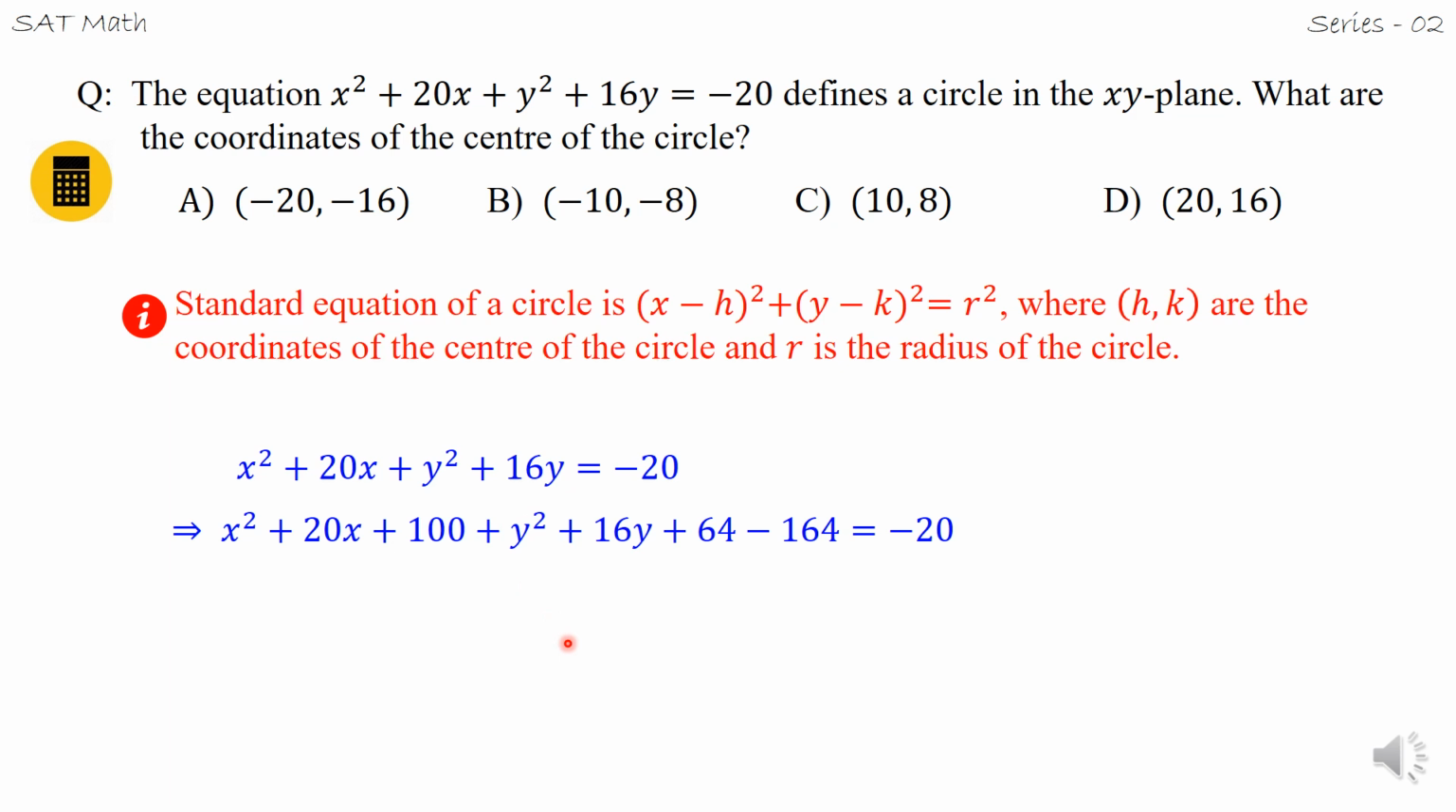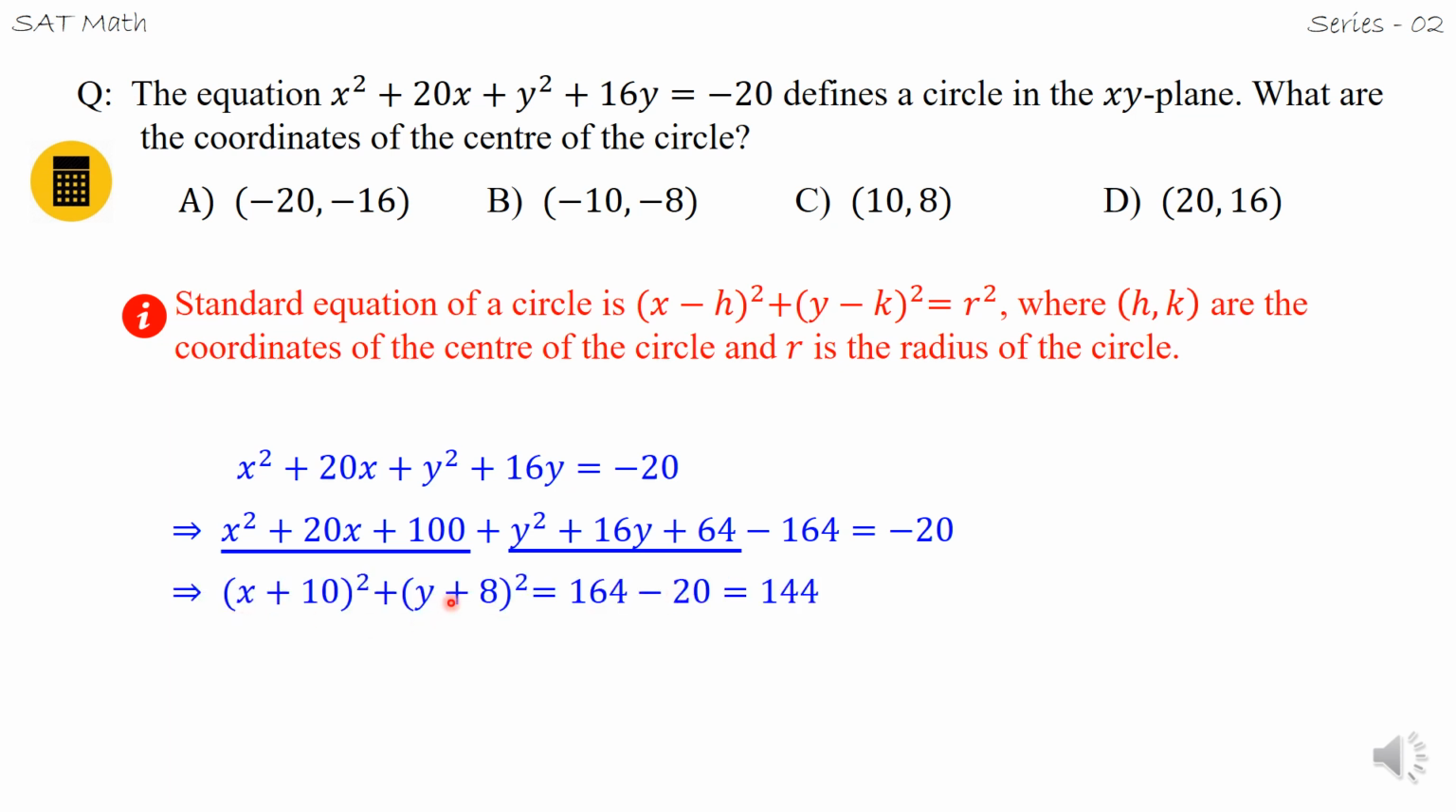In order to do that, we need to use the completing the square method. So here 100 is added to make this a perfect square, and here 64 is added to make this a perfect square. So we can rewrite this as (x plus 10) whole square plus (y plus 8) whole square equals 144. So we know that h is minus 10, k is minus 8, and the radius r is 12.